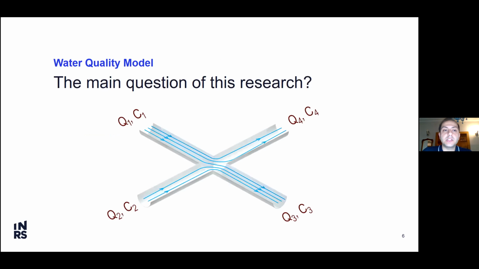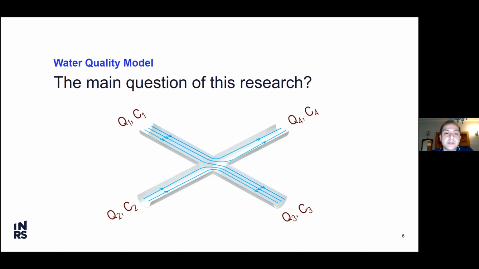After getting introduced to the main concept of my project, now I am going to talk about the main question of the research that I am going to work on. This question comes from this: if we assume that we have a cross junction in a water distribution network, as you can see in the figure, with two inlets and two outlets, and we have different water quality in each of these inlets, then what would be the water quality in the outlets?